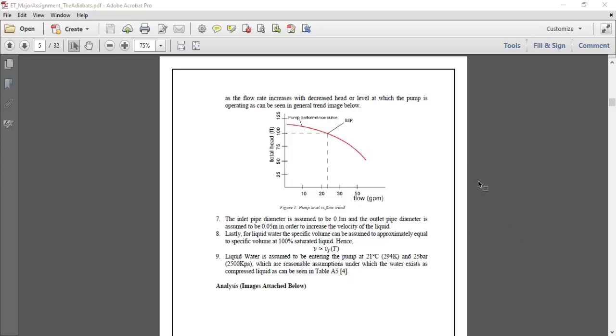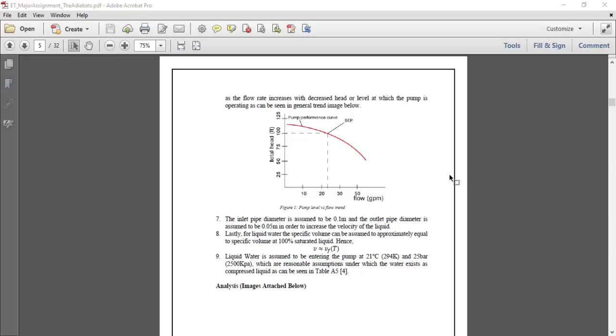Next, we had to assume the temperature and pressure change within the pump on the liquid passing through it. Referring to that table, we found that water exists as compressed liquid at 21 degrees Celsius and 2500 kilopascals. Thus, we can assume these values for now to perform our calculations for changes in different parameters.